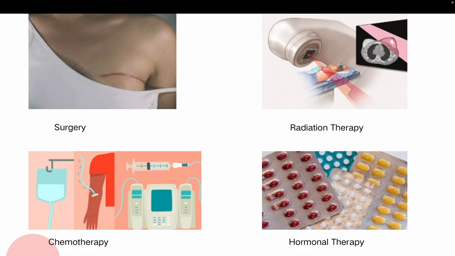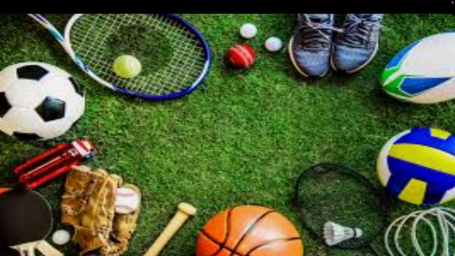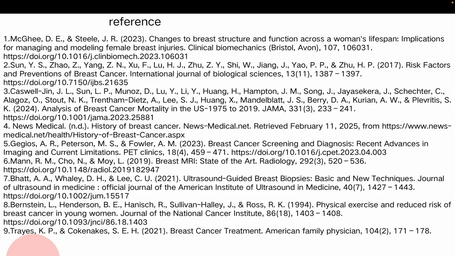Hormone therapy, a treatment for hormone receptor-positive breast cancers that rely on hormones like estrogen and progesterone to grow. Did you know that 1 to 3 hours of exercise a week over a woman's reproductive lifetime may bring about a 20 to 30% reduction in the risk of breast cancer, and 4 or more hours of exercise a week can reduce the risk by almost 16%? Thank you for watching, and this is a reference.